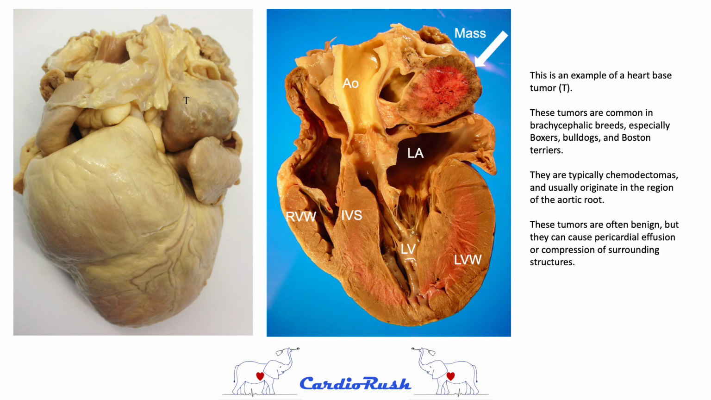Another thing that can develop with large masses at the heart base is compression of structures at the heart base, including the pulmonary artery or the pulmonary artery branches, or compression of the left atrium or the pulmonary veins, or even the cranial cava. These tumors are often relatively benign and less likely to metastasize than some other neoplasms.